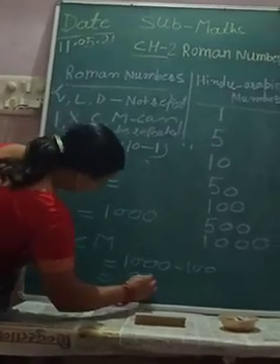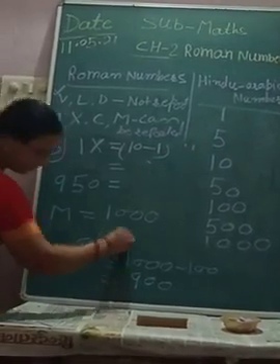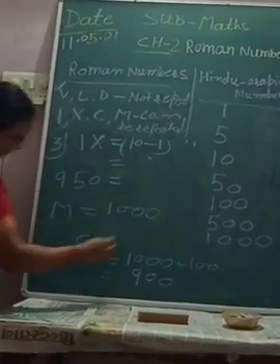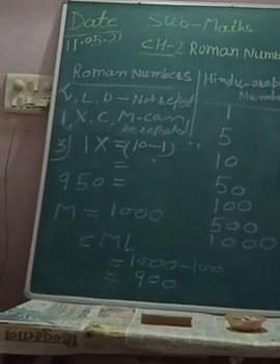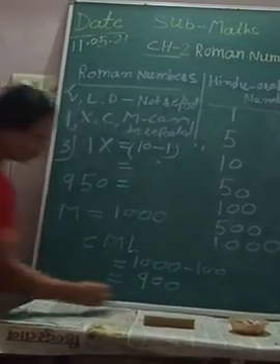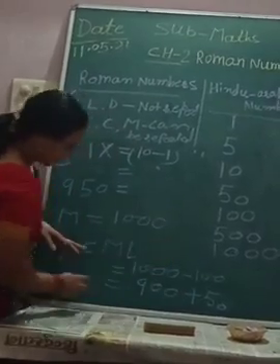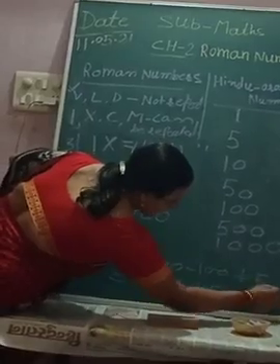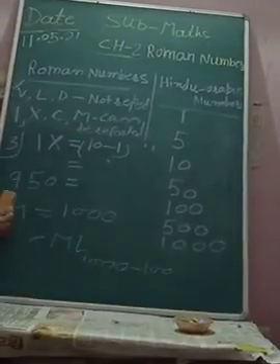900. And then what will we do? And then we will write L. Yes. Where? Ma'am, C, M, and then we will write L. Now will this L be added or subtracted? Ma'am, it should be added. Why? Because we want to write 950. Then what will we do here? Plus 50. So that will be 950. Clear? Yes, ma'am.